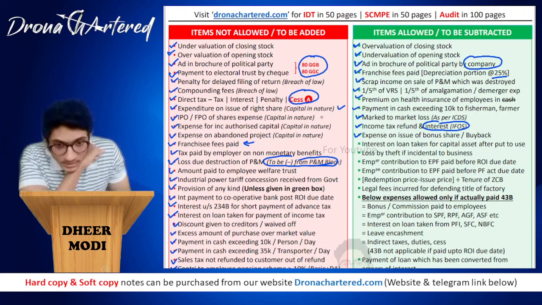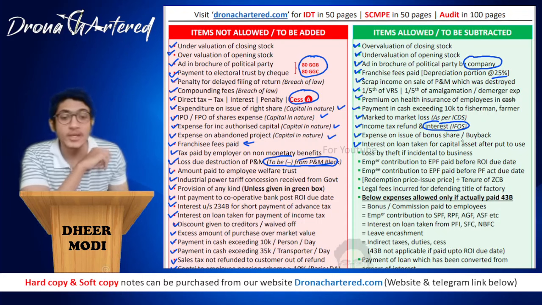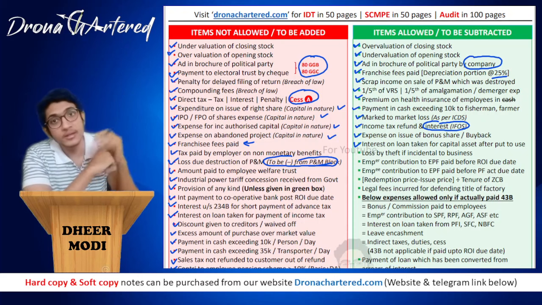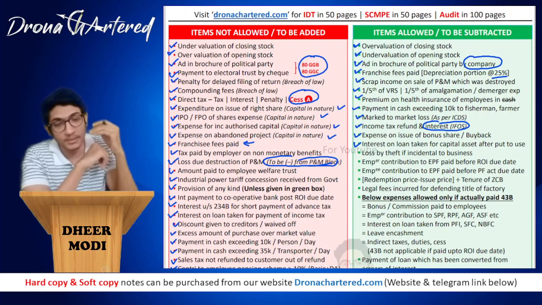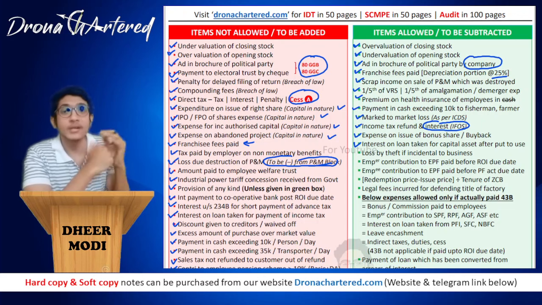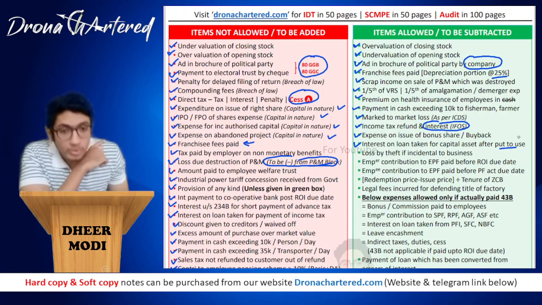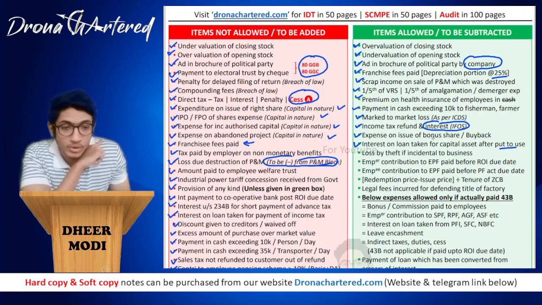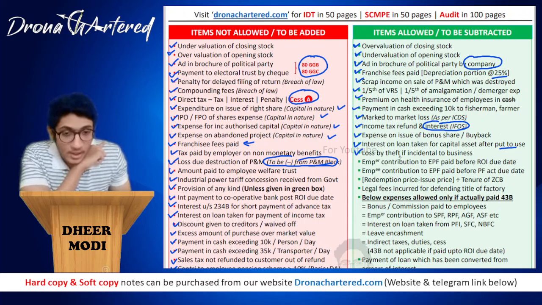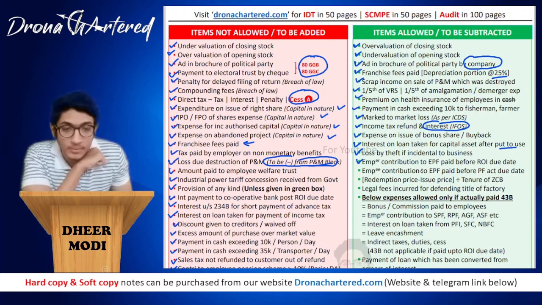Interest on loan taken for capital asset after it is put to use. Up till the date the asset is put to use, we capitalize that interest, we charge it to the block of assets and we charge depreciation. But if you're still paying interest on the loan for an asset which is already put to use, that expense you will get as a deduction in PGBP. Therefore, you will be allowed to subtract it. Loss by theft, if it is incidental to business, you can subtract the loss amount.